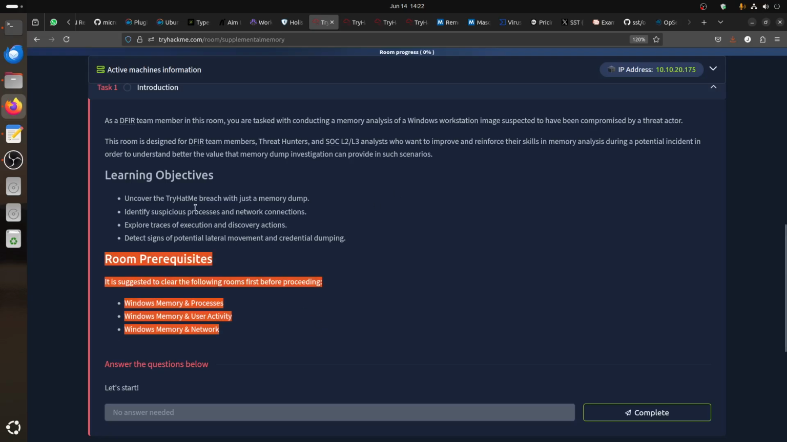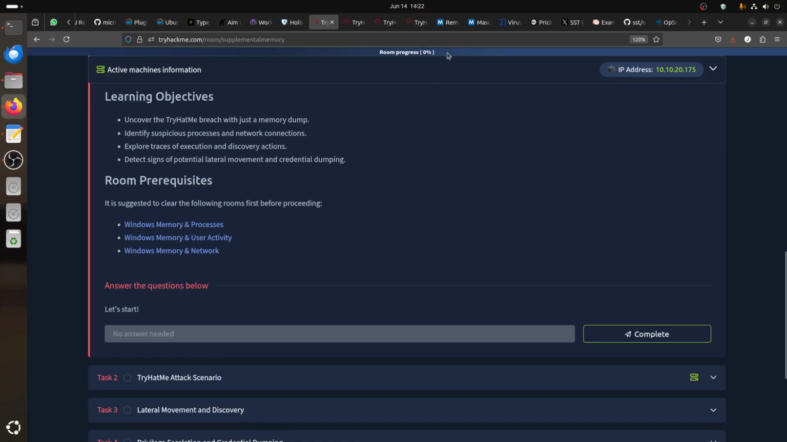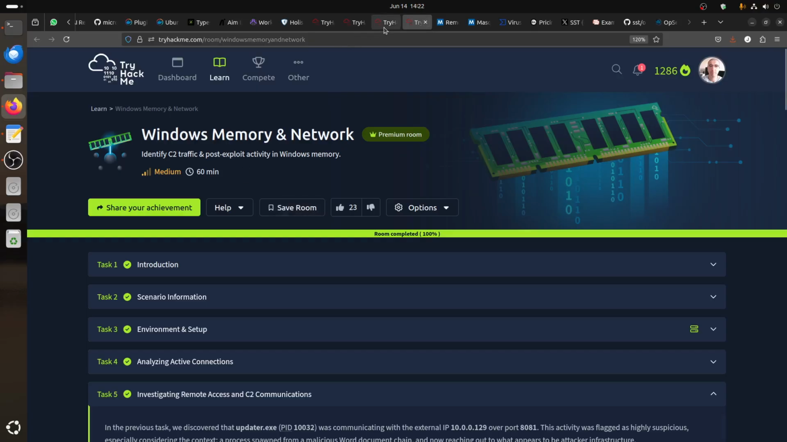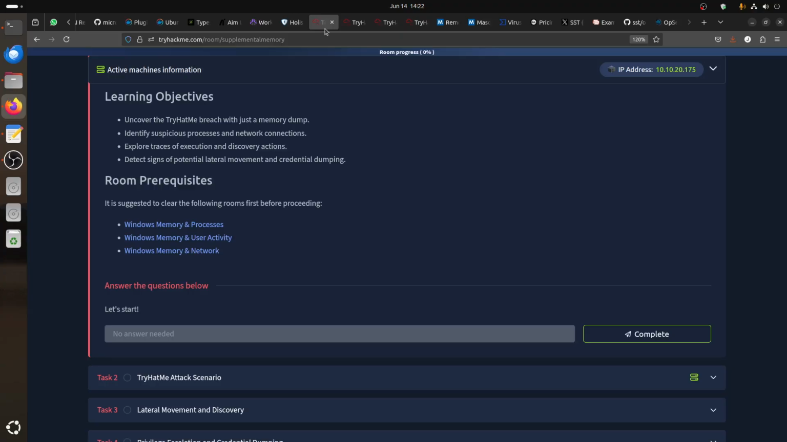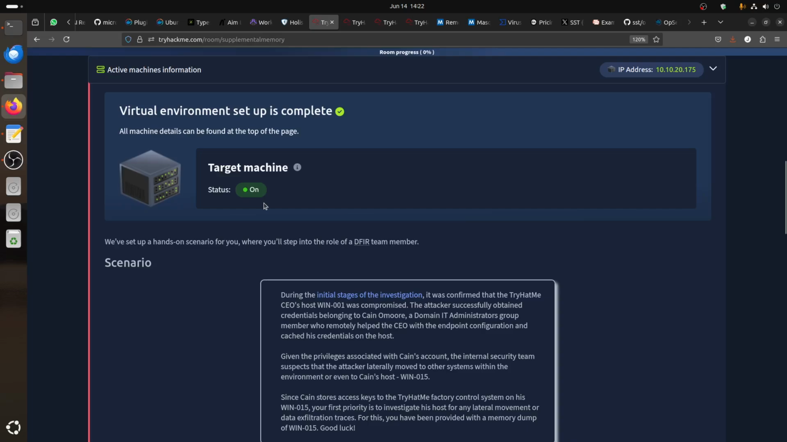They state the learning objectives: investigate a breach with just a memory dump, identify suspicious processes and network connections, explore traces of execution and discovery actions, and detect signs of potential lateral movement and credential dumping. It's not going deep in this room. You just follow the process and the network, and not too much user activity here. They give us a machine.